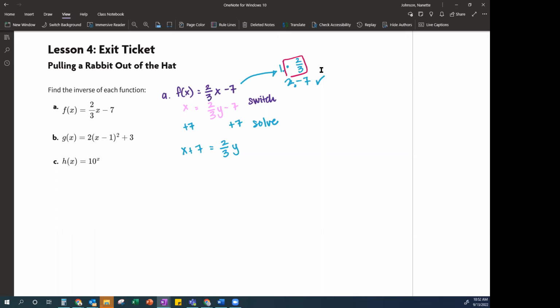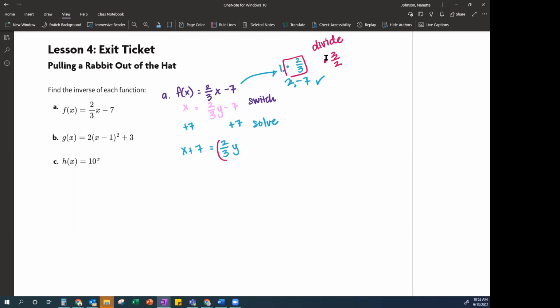Exactly. I have two different answers in the chat, which are both true. One person said to divide. That makes sense because to undo multiplication, you divide. And someone else said multiply by 3/2, very good. If you remember back in 6th grade, when you divide by a fraction, you're really multiplying by the reciprocal. So both answers are legit. I will just automatically do this one for you. So I'm going to multiply by 3/2.